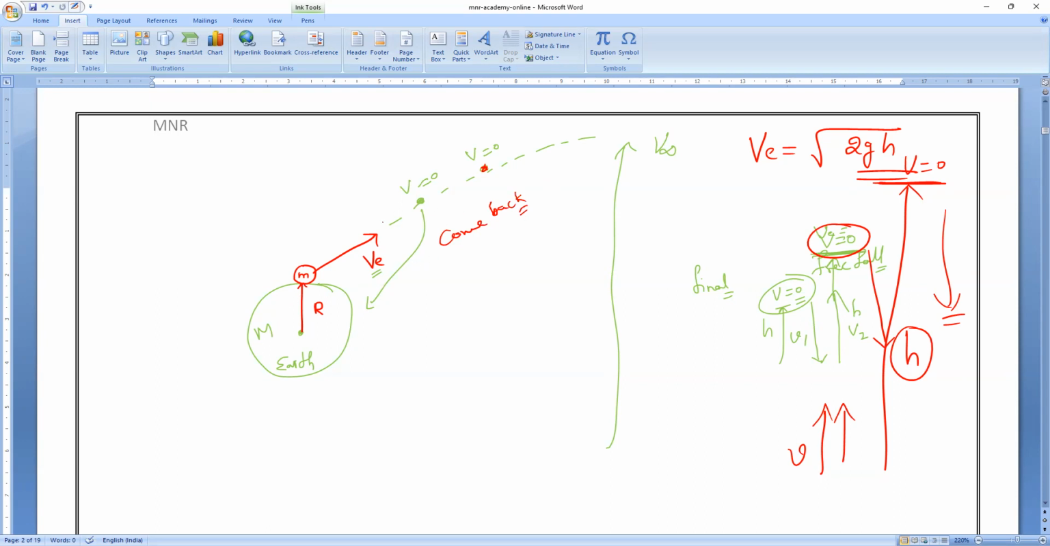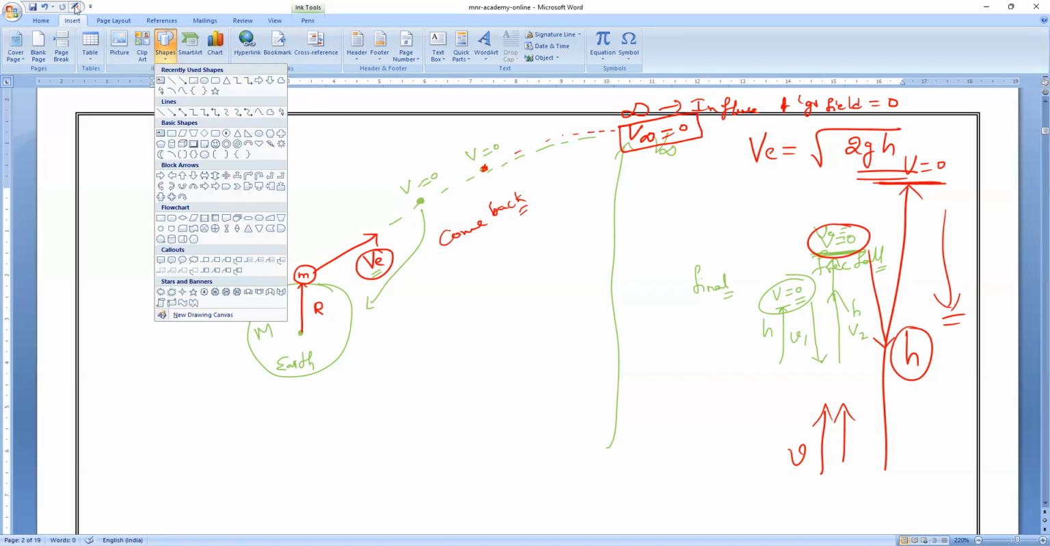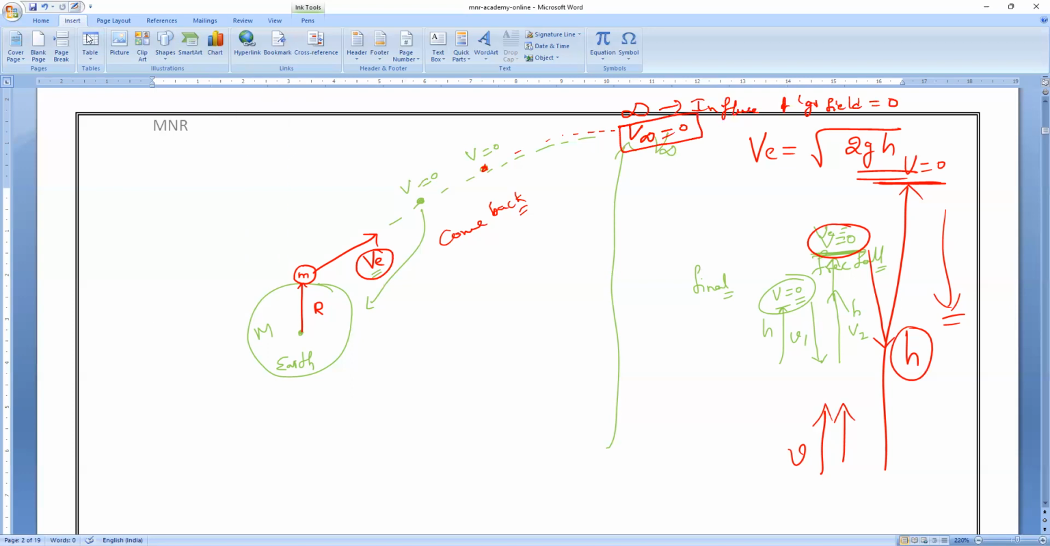Now, suppose it has been thrown with a certain initial velocity such that it reaches an infinite distance, where the influence of gravitation is 0. The gravitational field is equal to 0. Then at that point, what is the final velocity? It is 0. But will the body come back?